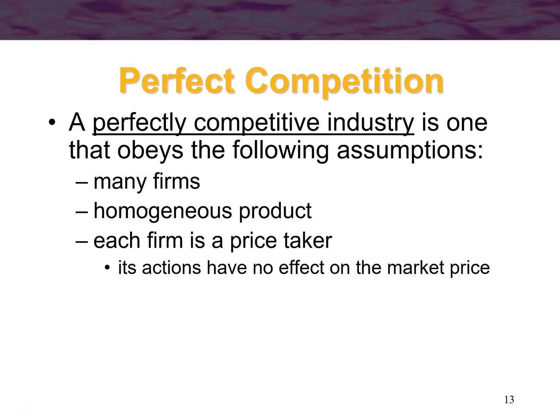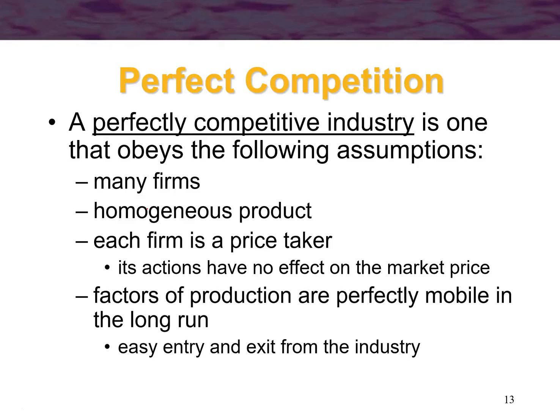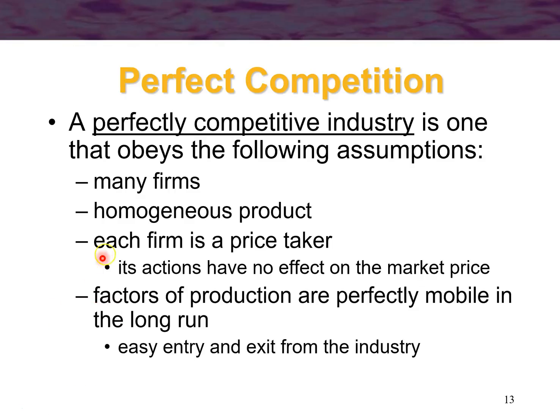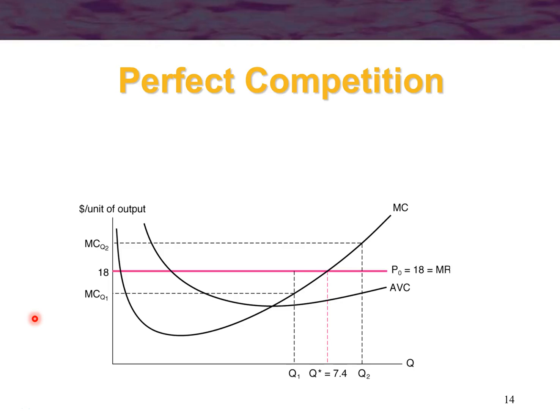Now, what does that mean? That means the market sets the price, and every firm has to accept that price as given. They have no ability to affect market price. And the factors of production are perfectly mobile in the long run, meaning people can come in and out of this market. There's free entry and free exit. Now, keep in mind, there are some firms that come close to these characteristics, but nothing really fits them perfectly. And there's perfect information here. So you can see this is kind of unrealistic.